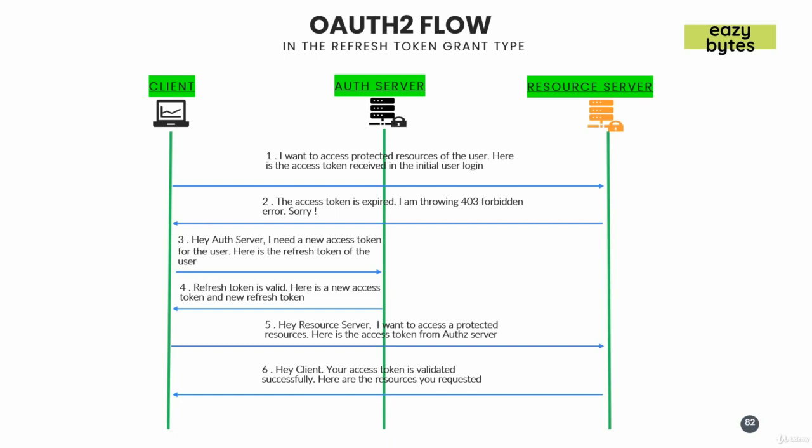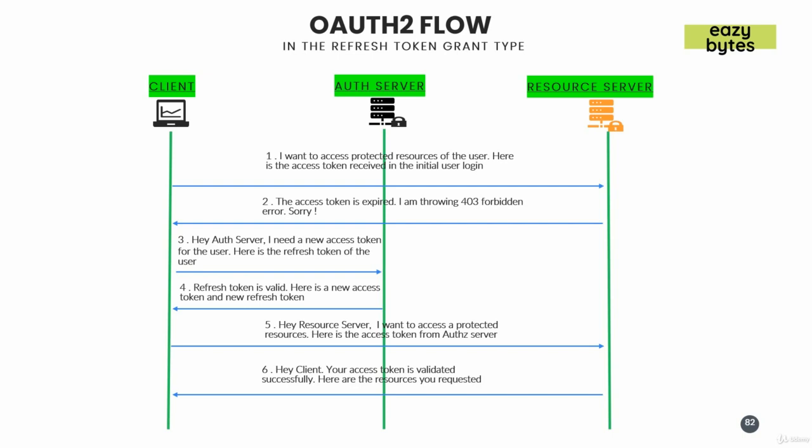Now the resource server, after validating with the auth server, says it is expired, I'm sorry, and throws a 403 error. Now the client realizes the token is expired. It will make a separate request to the auth server like in step 3, along with the refresh token that it received initially. If the refresh token is valid, the auth server will issue a new access token and refresh token.